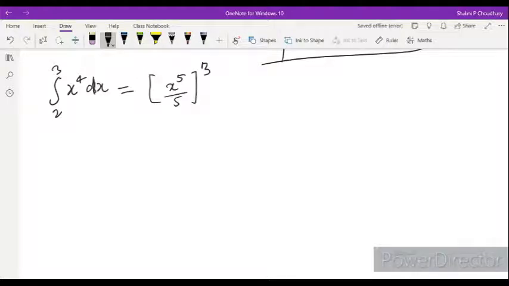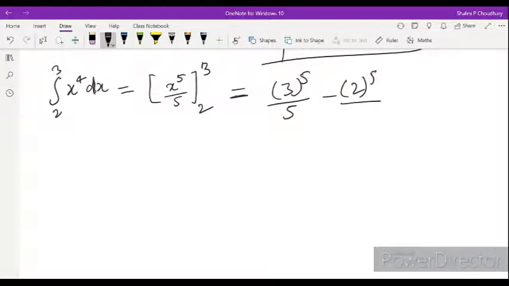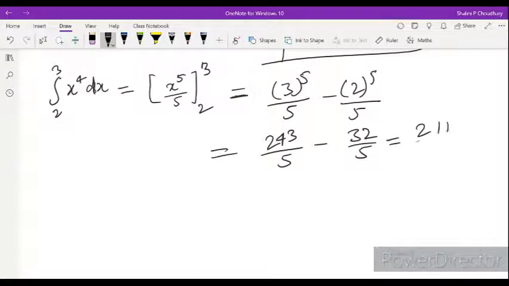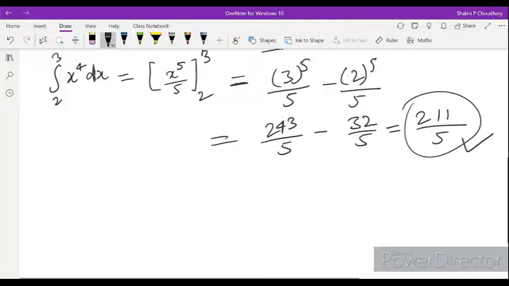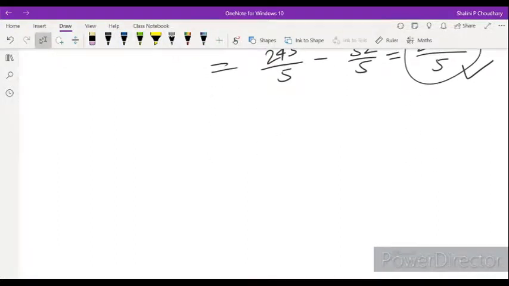So 2 to 3. Here we will write, in place of x, first of all we will write 3. Okay, so we'll write 3 to the power 5 upon 5 minus 2 to the power 5 upon 5. So 3 to the power 5 will be 243 upon 5 and 2 to the power 5 will be 32 upon 5. So we'll get 211 divided by 5. So this will be the value.